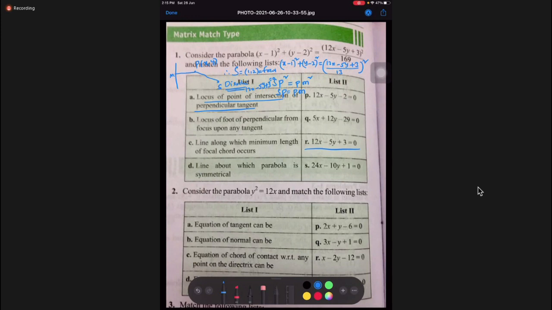Symmetrical means axis only, no? The parabola is symmetrical about its axis, right, students? They are asking about the axis here, so it will be option Q.